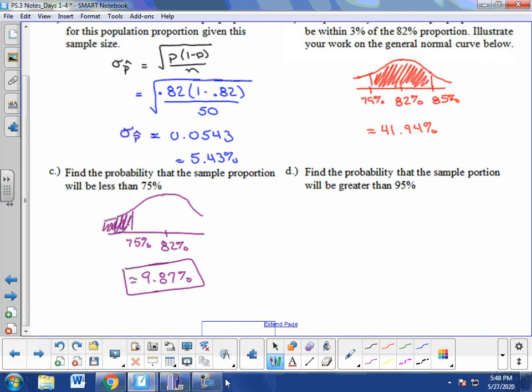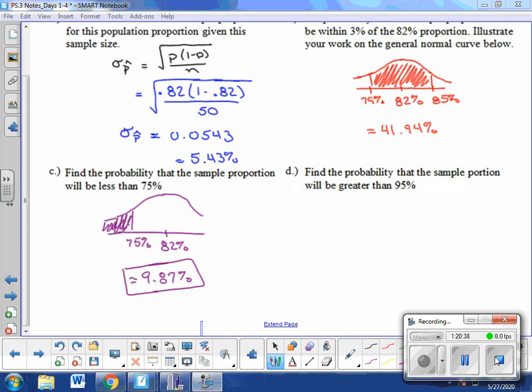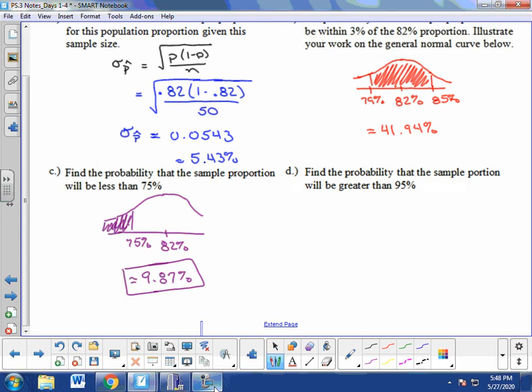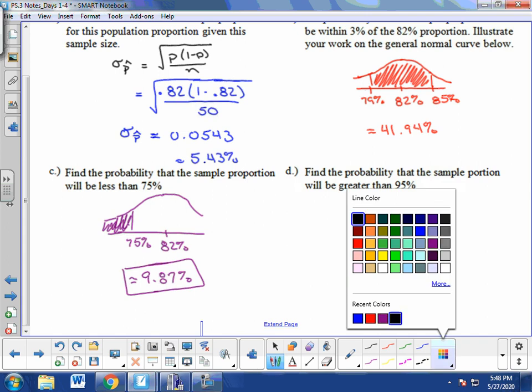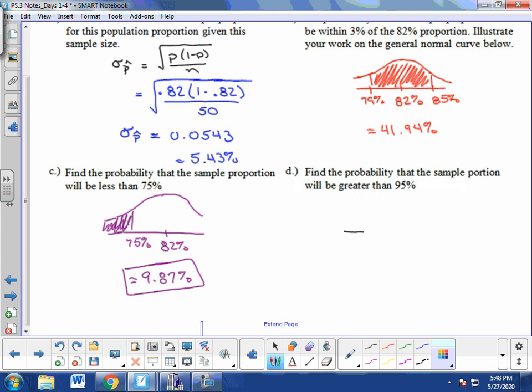So go ahead and see if you can do D. Find the probability that our sample is going to say that greater than 95% of our seniors have cell phones. So pause the video now and then check back to see if you got the right answer.